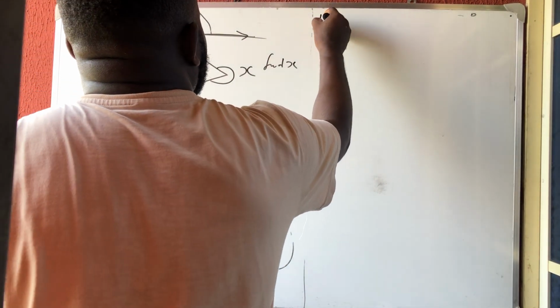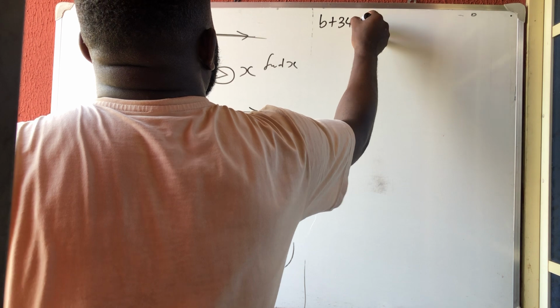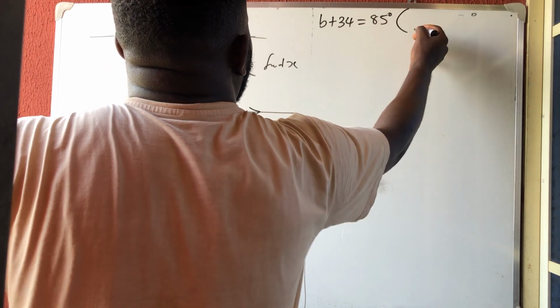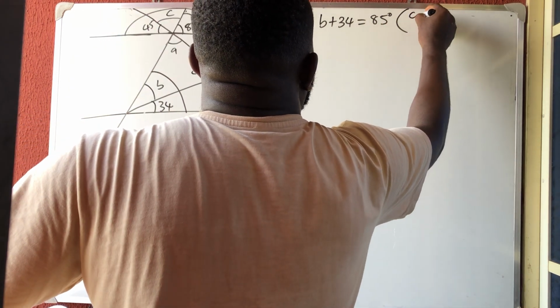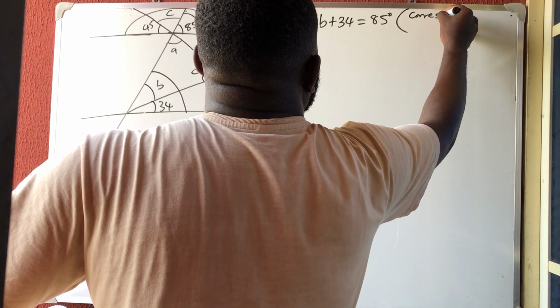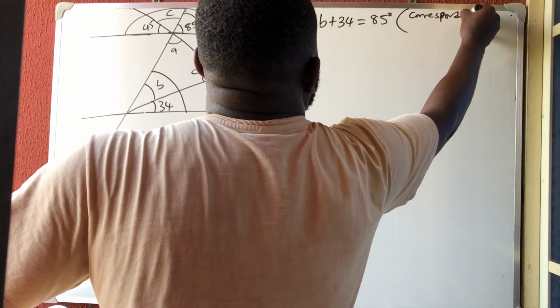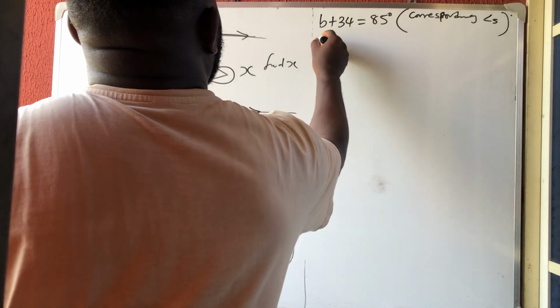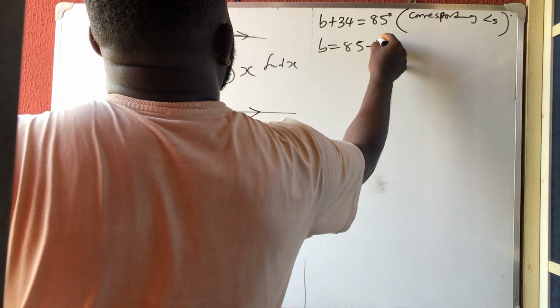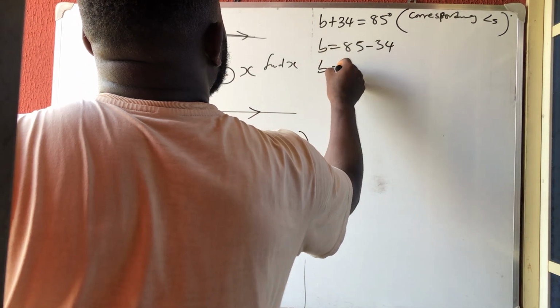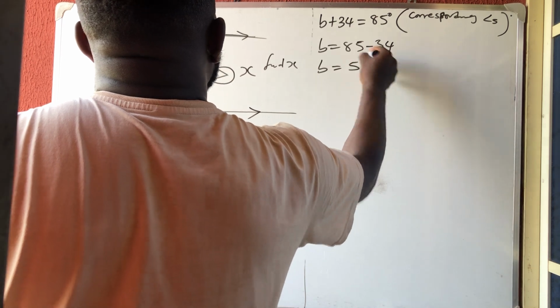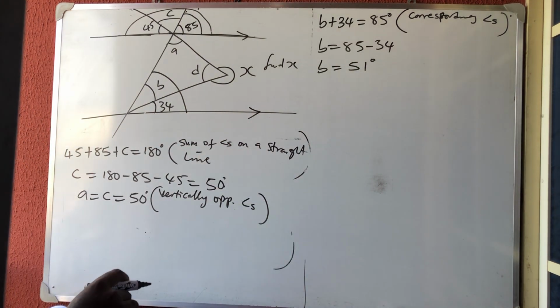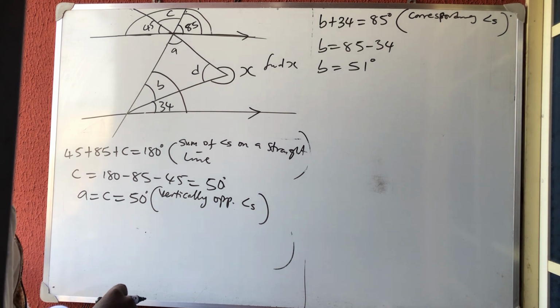So I will tell them that if I combine B and 34, it must be equal to 85 degrees. And my reason is corresponding angles, the same position. Okay? So therefore my B is equal to 85 minus 34. So my B is equal to 51 degrees. I've gotten my B.